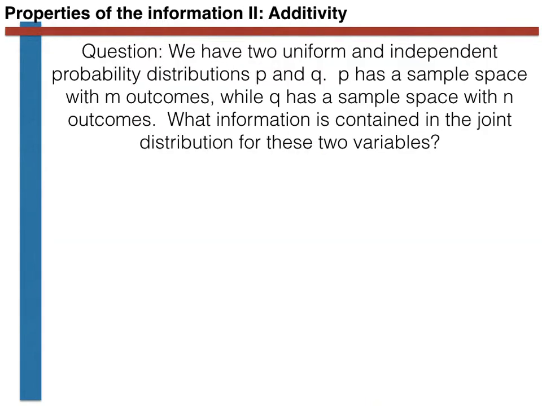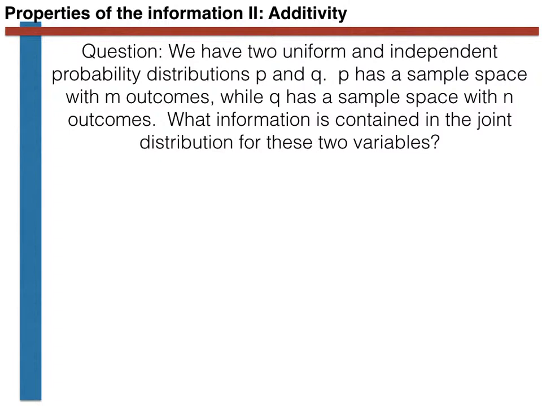Let's now look again at this property of additivity and ask ourselves the following question. Let's suppose we have two uniform and independent probability distributions P and Q. P has a sample space with m outcomes, whilst Q has a sample space with n possible outcomes. What information is contained in the joint distribution for these two variables?